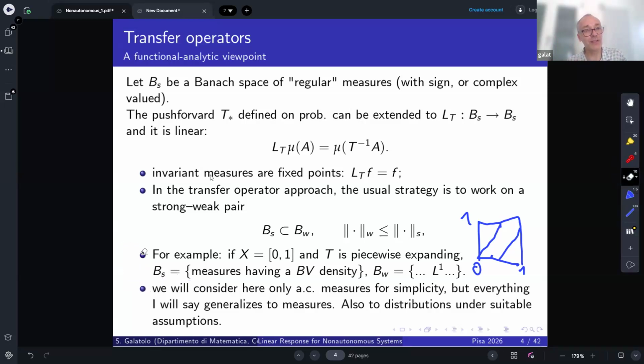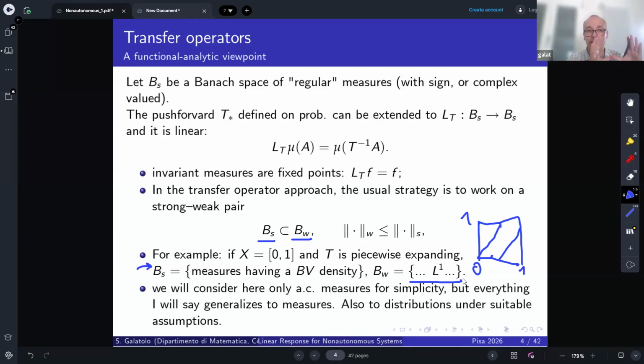To make the theory work, people usually consider the action of the transfer operator not only on one space, but for many reasons that probably will appear already in this seminar, usually we consider two spaces. One which will be called the strong space. In the case of piecewise expanding maps, this is the strong space: densities having bounded variation. And we also consider the action of the transfer operator on a weaker space, another Banach space with a weaker topology, which in the case of piecewise expanding maps is the space of measures having a density in L1.